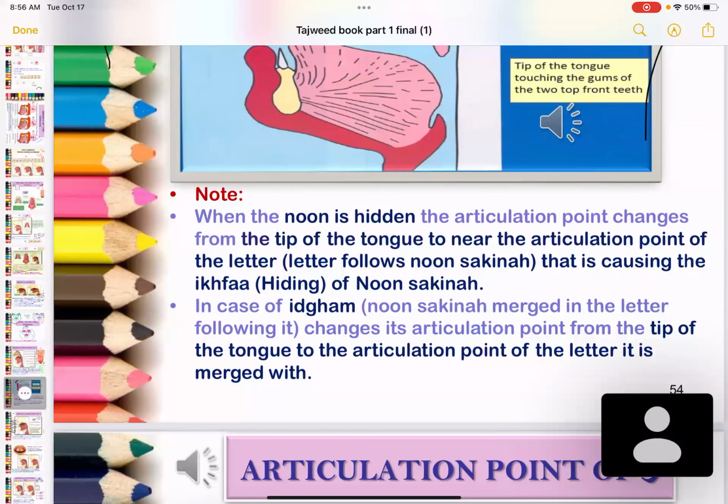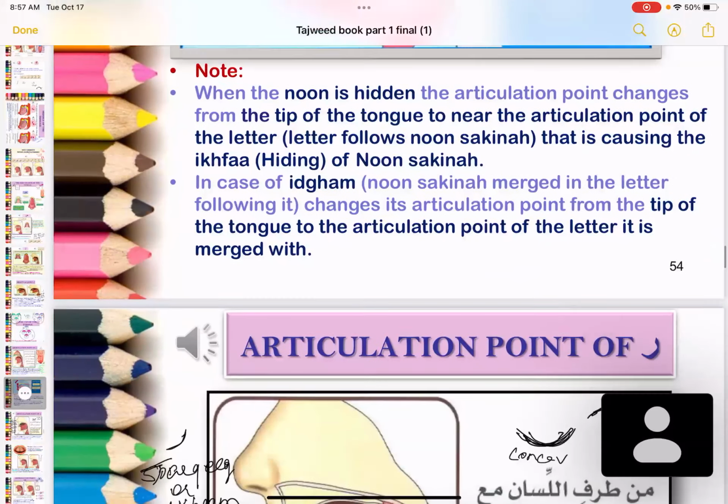Now when is it that you touch the articulation point? It is when you do a noon shadda. Okay, an. So you can notice that the tip of the tongue is touching the gums of the upper central incisors, and the sound is let to flow through your nose. Okay, and that's how you get the ghunna. And you let the sound linger in your nose for 2 counts to make a perfect ghunna. Okay, I hope that is clear.